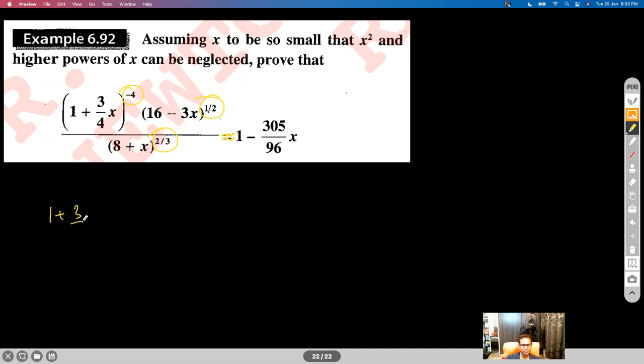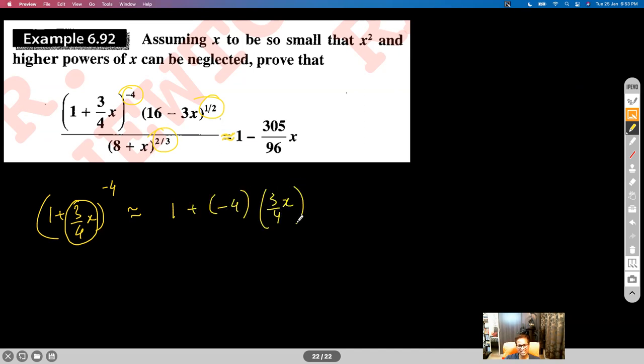Okay, let's look at this term. Let's say if I want to approximate it. So this is acting like my X of the formula, right? So it's 1 plus N X. Okay, the rest of the terms don't bother to write because as they've already told you, X square and higher powers of X can be neglected. So this is approximately equal to 1 minus 3X.